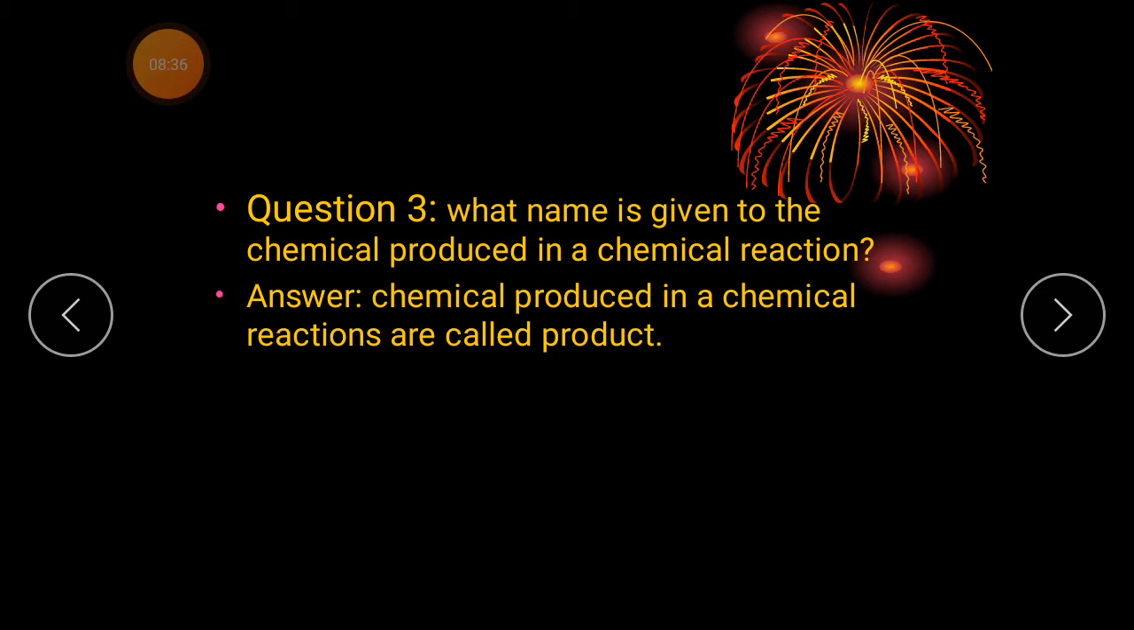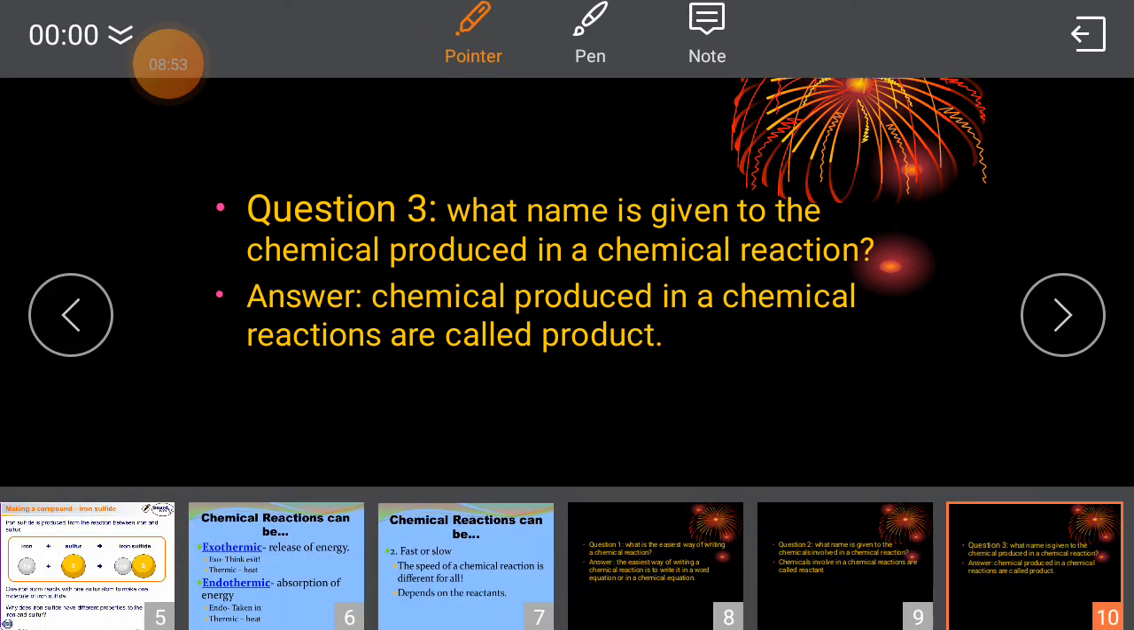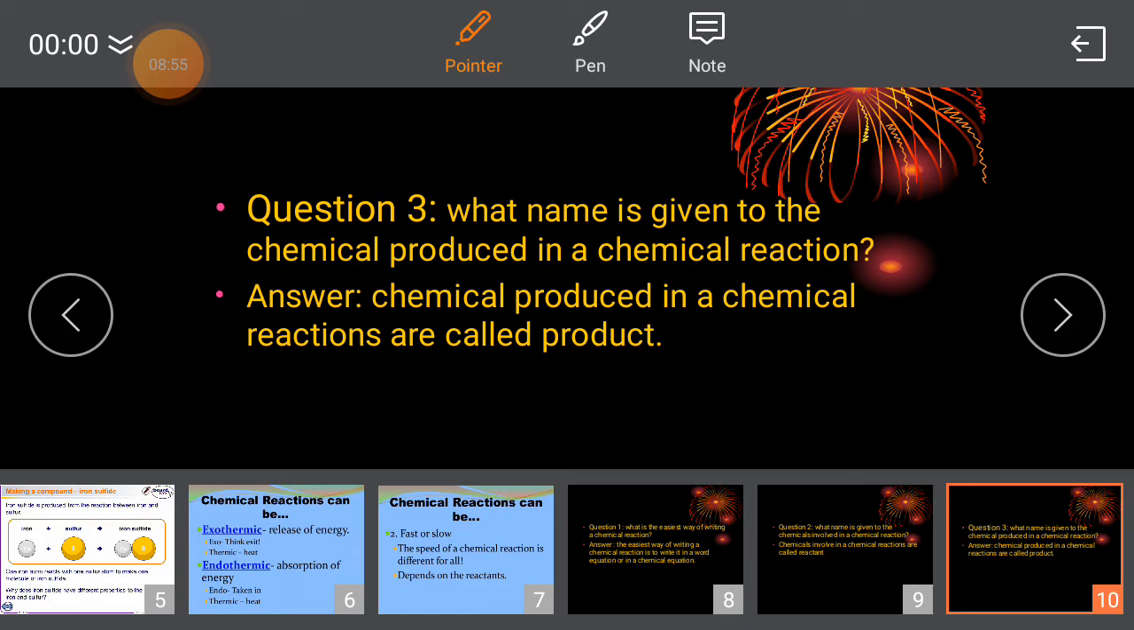Question number 3. What name is given to the chemical produced in a chemical reaction? Answer. The substances present after the arrow and which are formed after the reaction are known as products. So, chemicals produced in a chemical reaction are called products.